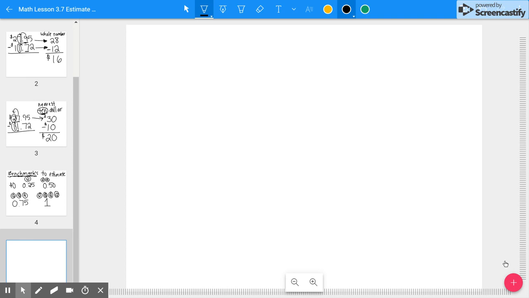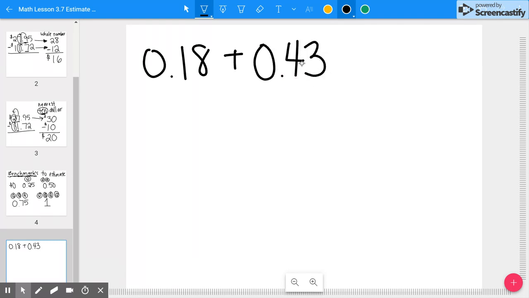So if I have the problem 18 hundredths plus 43 hundredths, I'm going to go back and think about my money, which you can see on the side of my screen here. I'm going to think in terms of quarters. Well, if I have 18 cents, is that closer to $0, or is that closer to the 25 cents, 1 quarter? Well, I know 18 cents is closer to 1 quarter, and that decimal would be 25 hundredths, or 25 cents. And then I'm going to add this number.